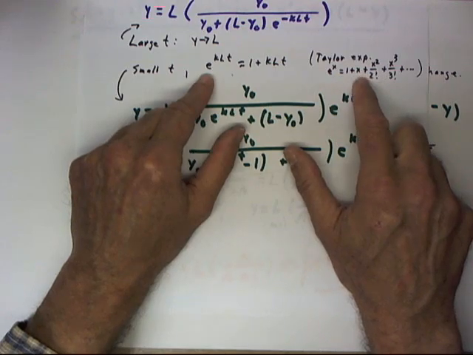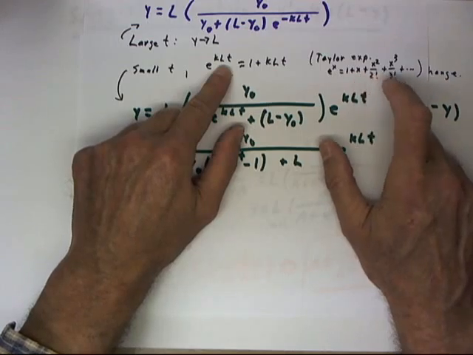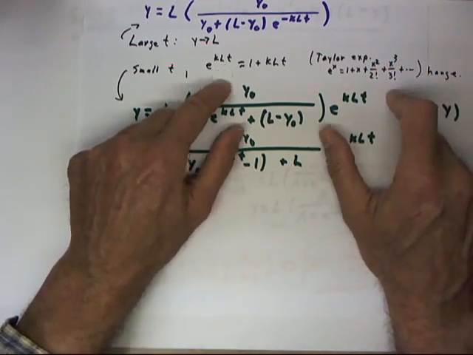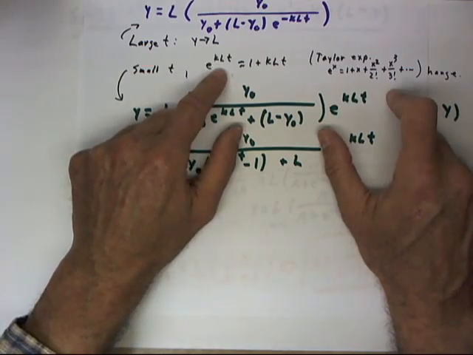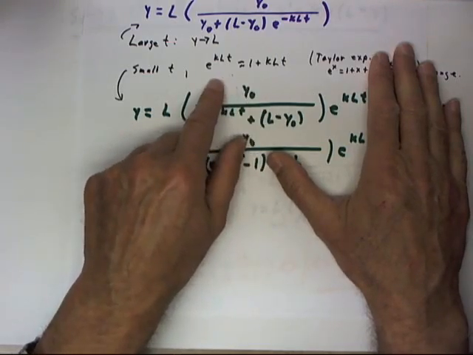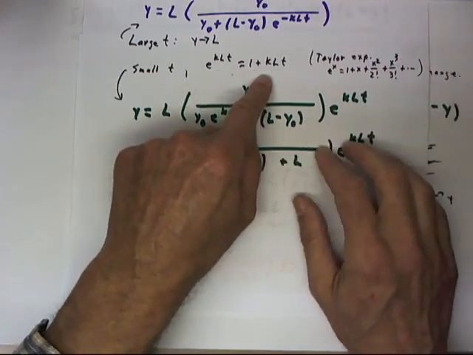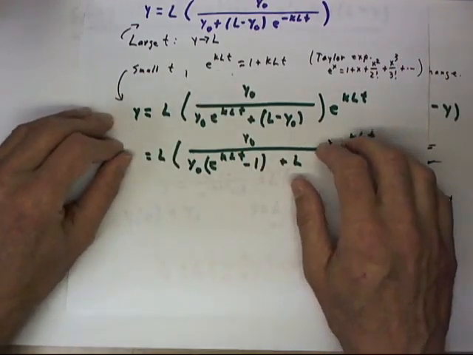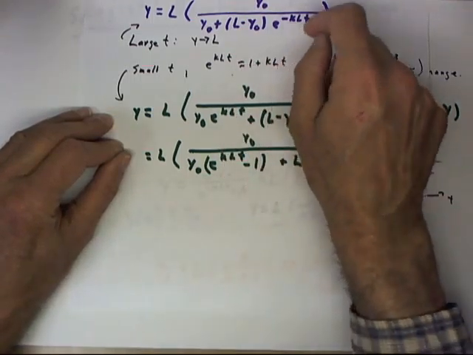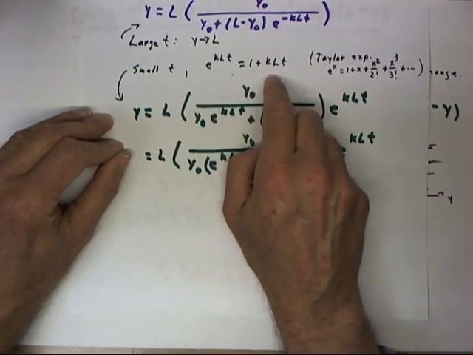Now, if we replace x by klt, then we get e to the klt is 1 plus klt plus quantity klt squared over 2 factorial, etc. If t is small enough, klt is small enough that we can ignore the higher powers. So, by small enough, we mean that t is small enough that this approximation is valid. Now, in order to apply this, we simply substitute 1 plus klt.